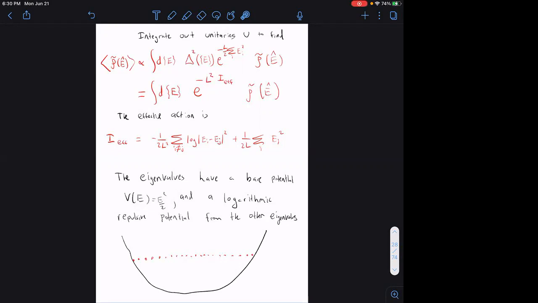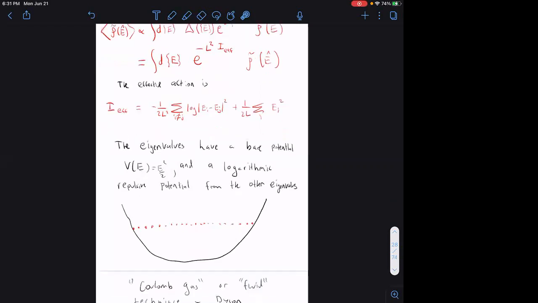So what's the physical picture of this effective action? We can think of each energy as a particle in a potential well. Here we have a Gaussian potential well. And each particle has a repulsive force with the other eigenvalues.